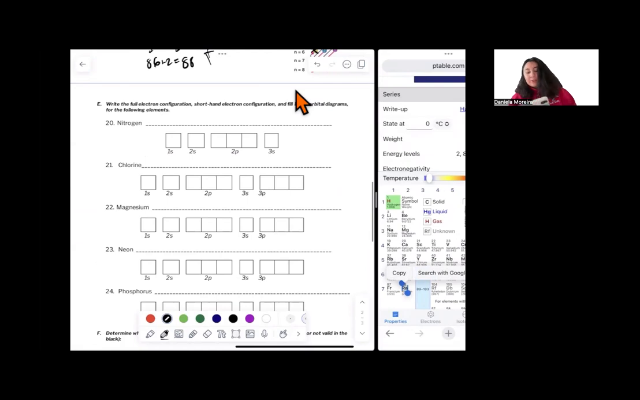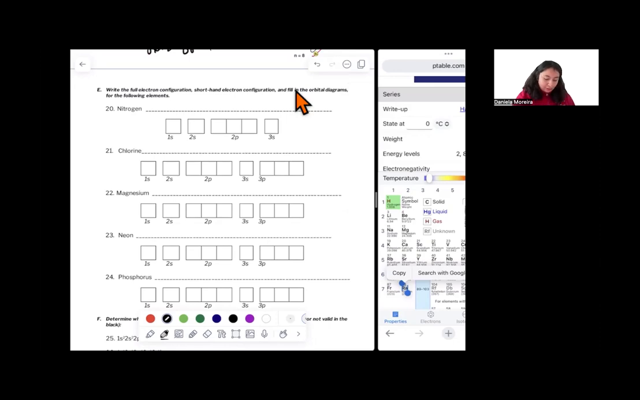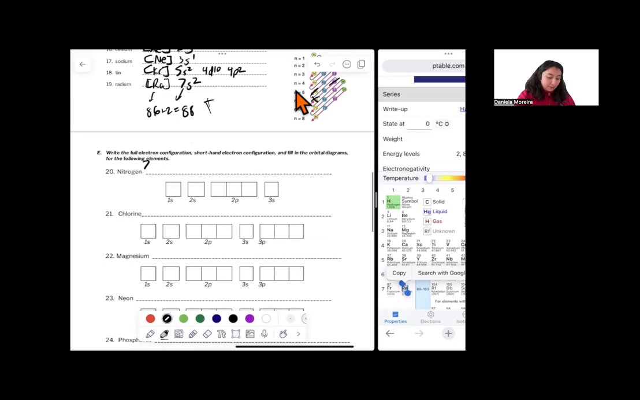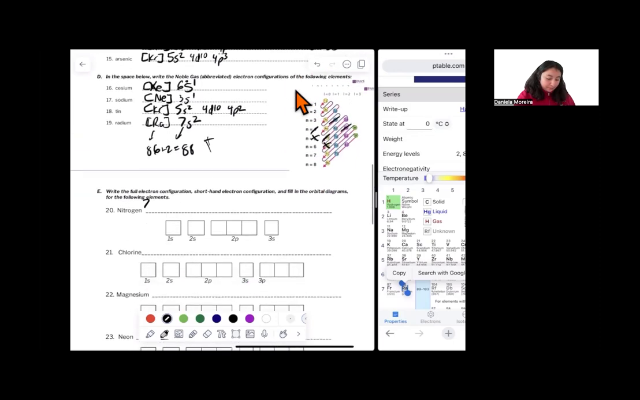Now for the shorthand and longhand, I'm only going to do the shorthand for these. Actually, let's just do the longhand, they're not that bad. For nitrogen, nitrogen has 7 electrons. By filling, we should be able to do 1s2, 2s2, 2p. We need to have 3 to add up to 7.